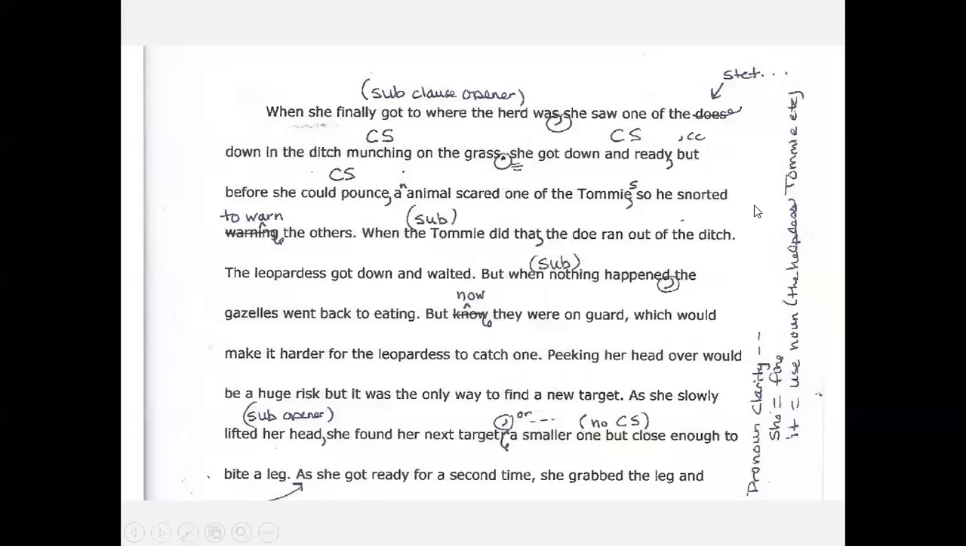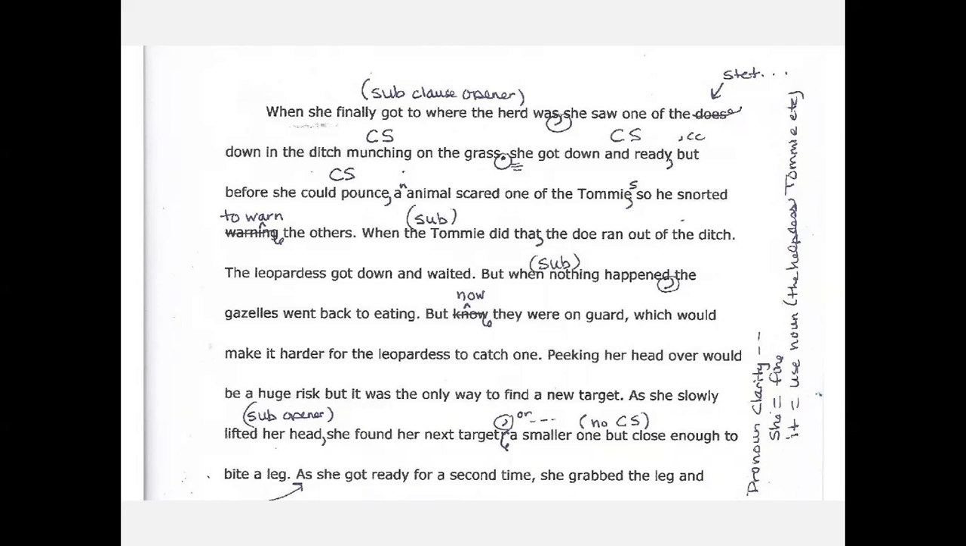Triple compounds can be tricky, and I don't even think that's the real official name of it, but the point is that they are all related to each other. They're fairly short sentences and they all work really well together. Okay, so when the Tommy did that, subordinate clause opener, the doe ran out of the ditch. The leopardess got down and waited, but when nothing happened, comma, subordinate clause opener, the gazelles went back to eating.